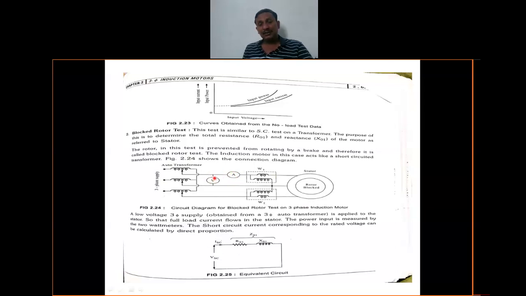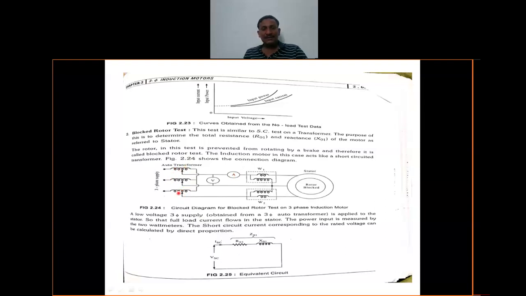Do not apply rated voltage here because the motor is already blocked. If you apply a small voltage only, you will get rated current. Here the reference parameter is rated current, not voltage. Slowly vary the auto transformer up to rated current and observe the ammeter reading carefully.